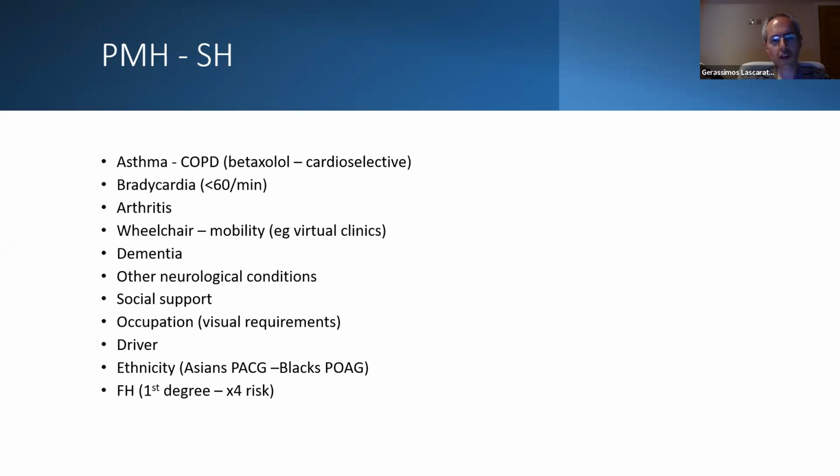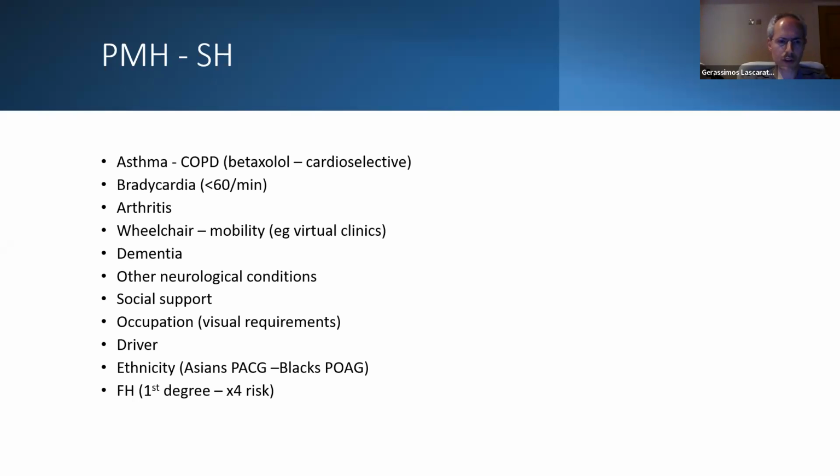Dementia and other neurological conditions, they can affect visual field performance. They can cause visual field defects that may mimic glaucomatous field defects. So it's important to know these things to make more sense of the visual fields.